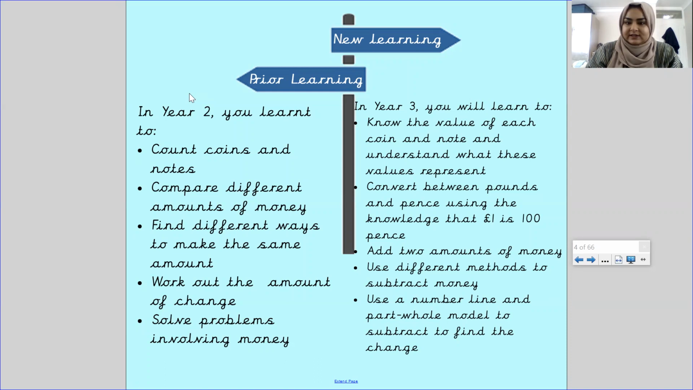Convert between pounds and pence using the knowledge that £1 is 100 pence. Add two amounts of money. Use different methods to subtract money. Use a number line and part-whole model to subtract to find the change.